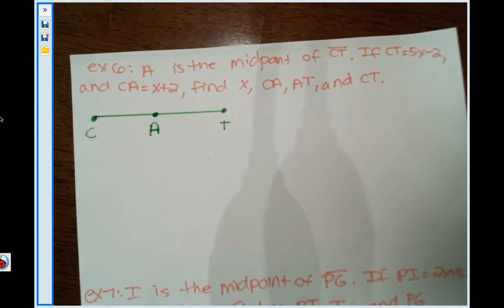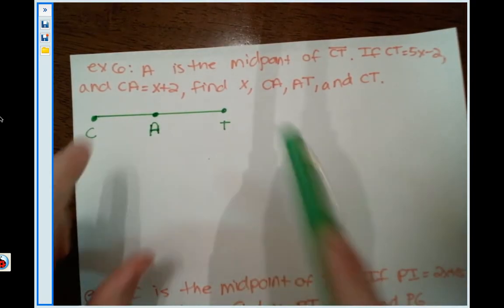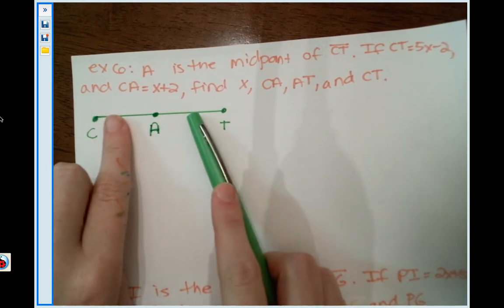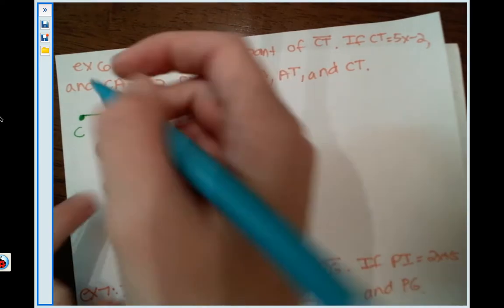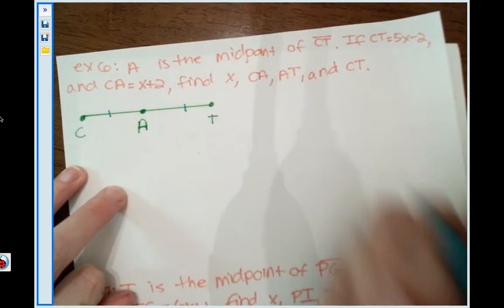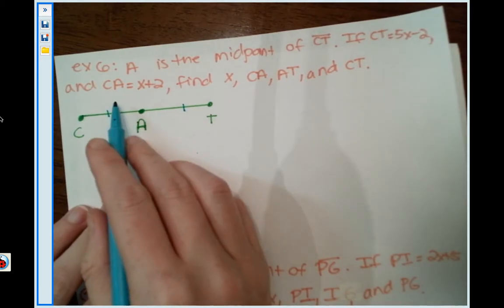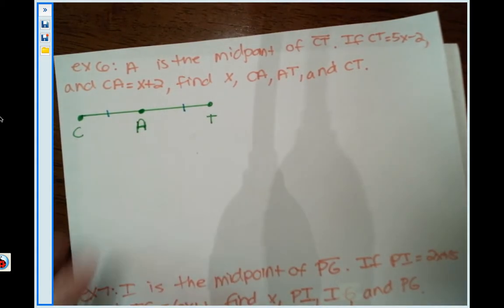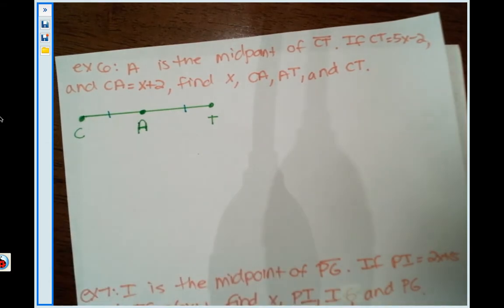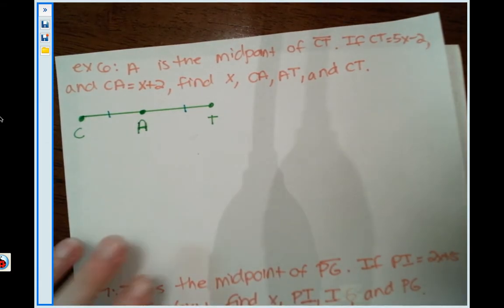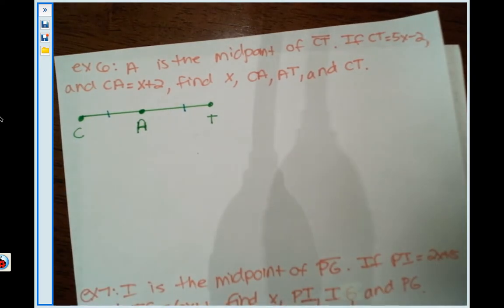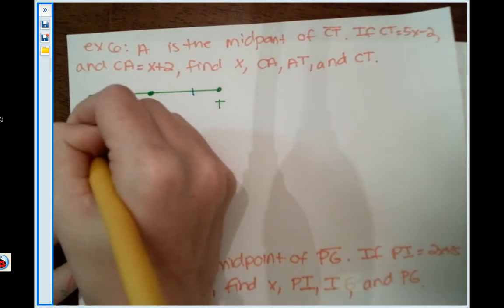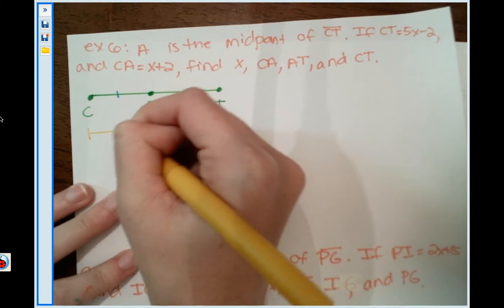Now, if we know that A is the midpoint, using the midpoint theorem, we know that these two segments are equal, which also means they are congruent. So I'm going to mark these segments with congruent marks. When we have segments, we use little tick marks to show they're congruent, and we have to use the same number of tick marks for the ones that are congruent. It also says that CT equals 5x minus 2, so C to T, this whole thing, is 5x minus 2.